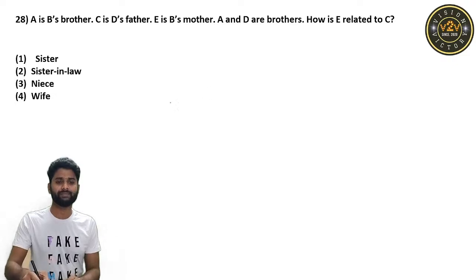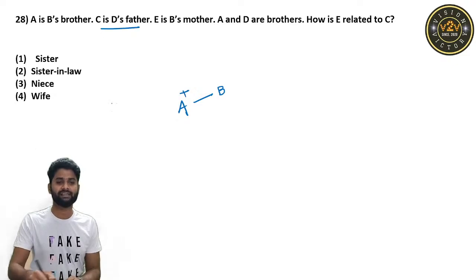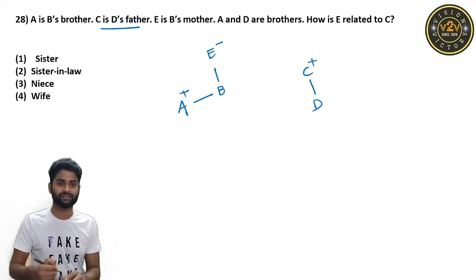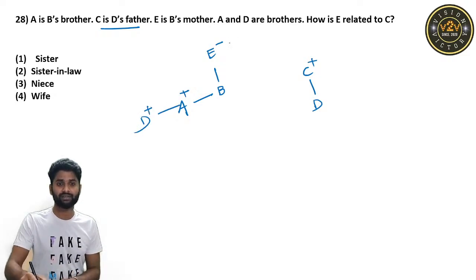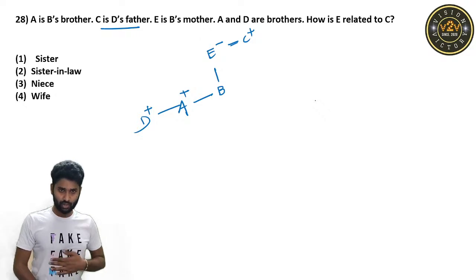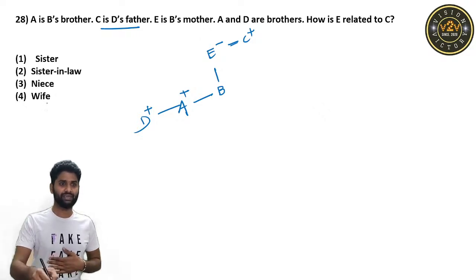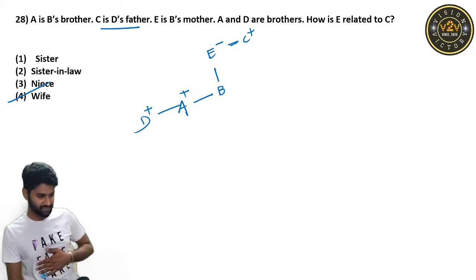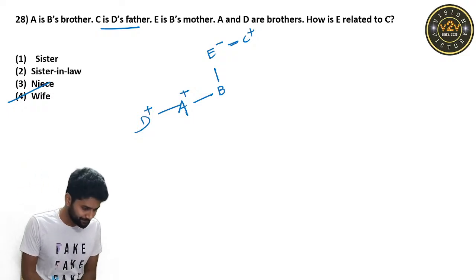Now see, A is B's brother. C is D's father. E is B's mother. A and D are brothers. If A and D are brothers, then definitely C and E are a couple. Now, how is E related to C? E is the wife of C, and C is the husband of E.